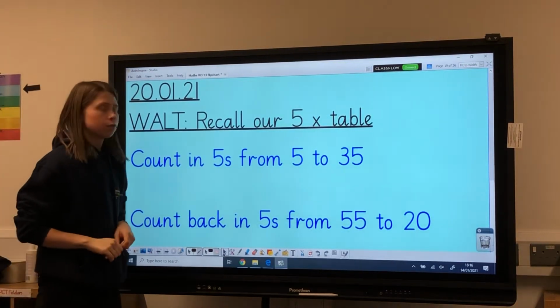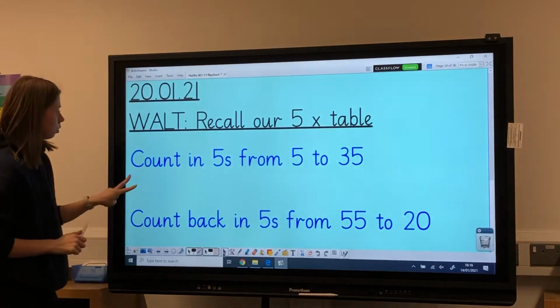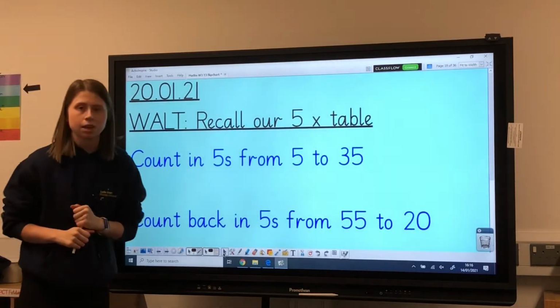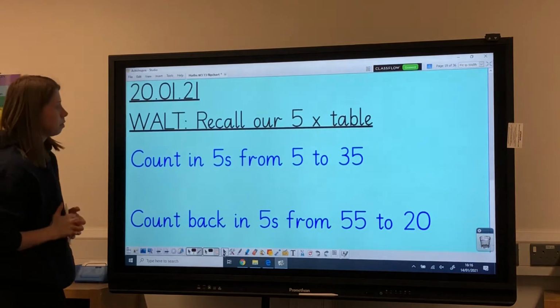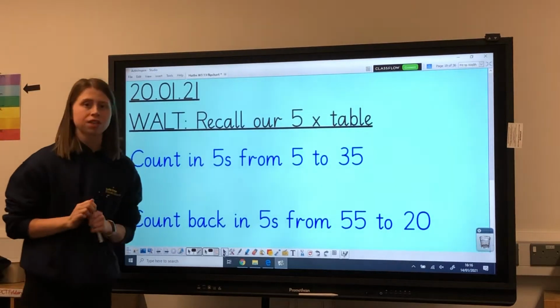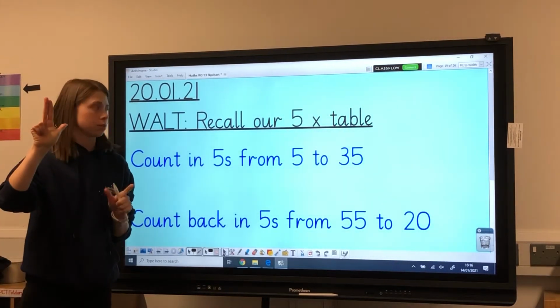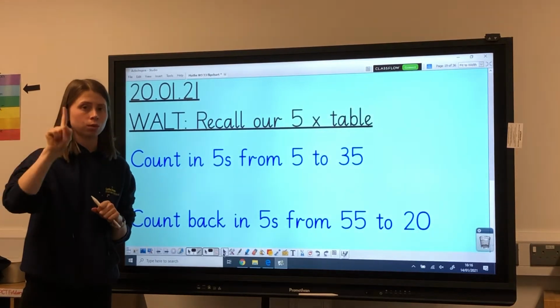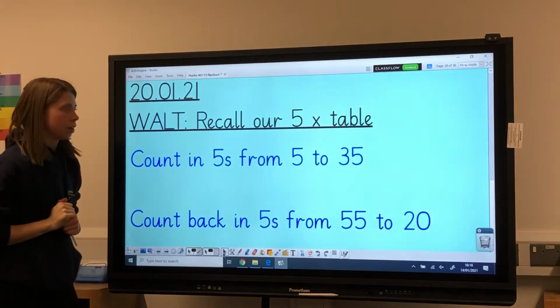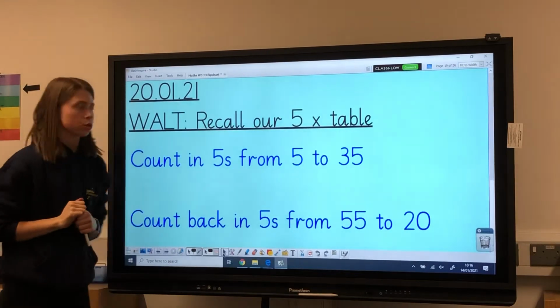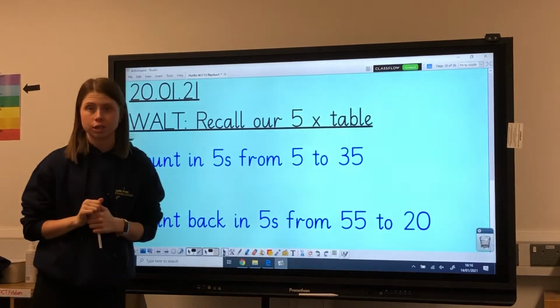We're going to be recalling our 5 times table today, and we've got 2 starters to kick off the lesson. So we're going to count up in 5s from 5 to 35. Should we do that after 3? You ready? I know you're really good at counting up in 5s. 3, 2, 1. 5, 10, 15, 20, 25, 30, 35.